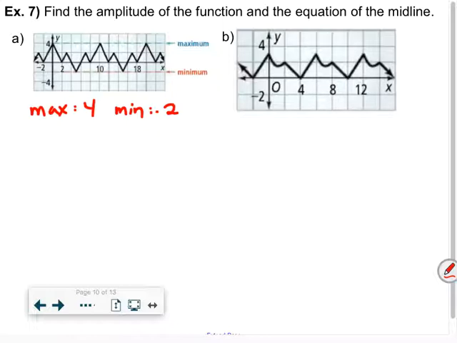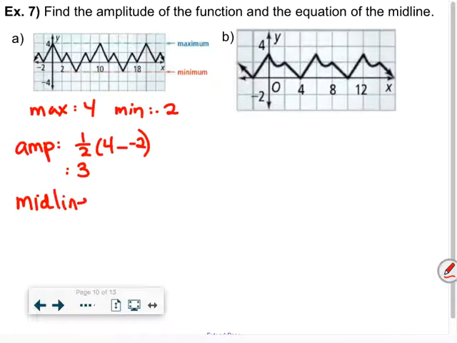So when you want to find amplitude and the equation of the midline, identify the max and the min. The amplitude is 1/2 the difference, 4 minus -2. That's 1/2 of 6, so the amplitude is 3. The midline is a line, so be careful. Amplitude is a number, and the midline is an equation, because it's a line, so it's different.